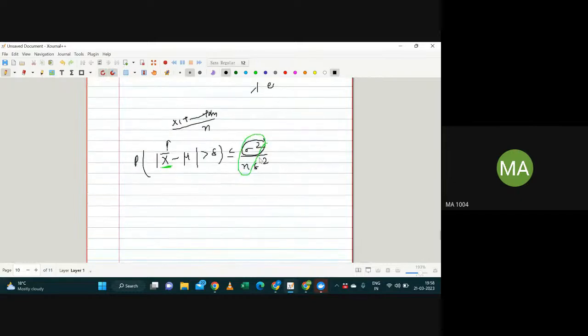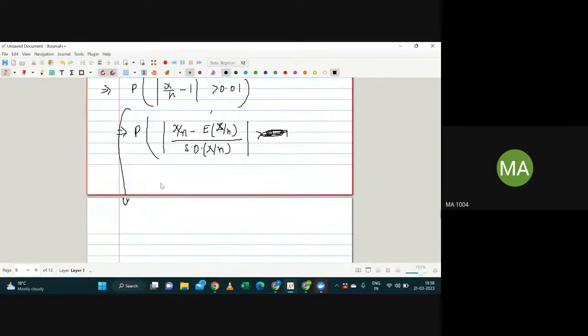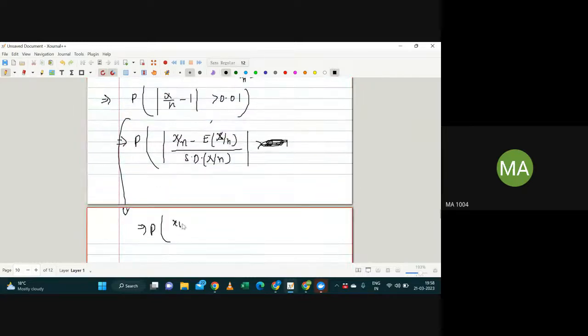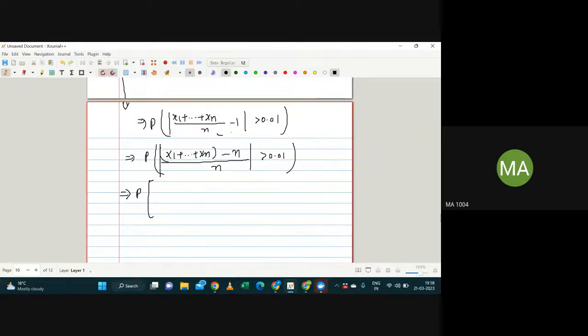Okay, what can we do? Sorry, let me add a page here. So I can write each x like this. This is xn minus n, divided by root n. Can I do that? It is a transformation, right? So far it is clear. Now what should be the next step?